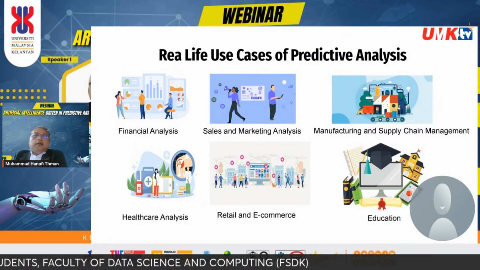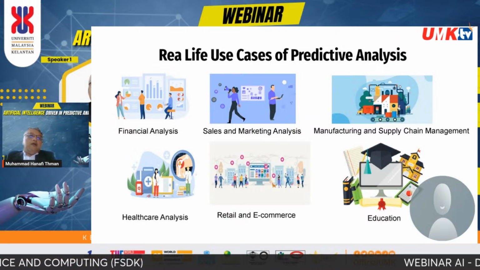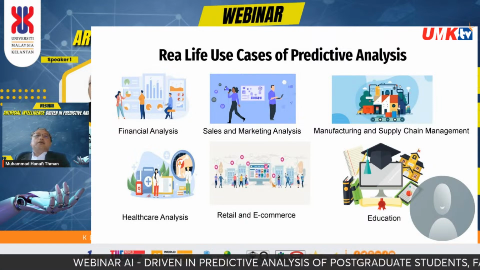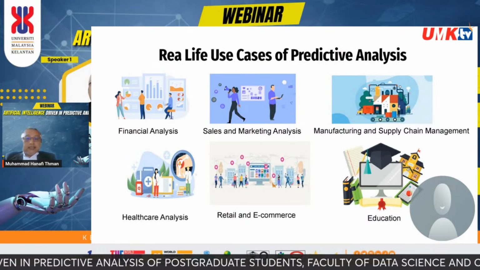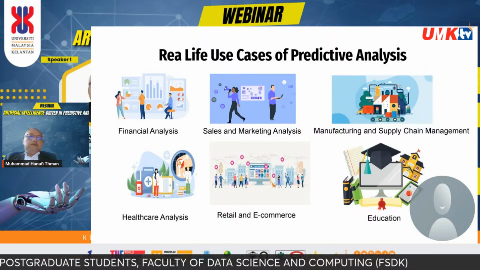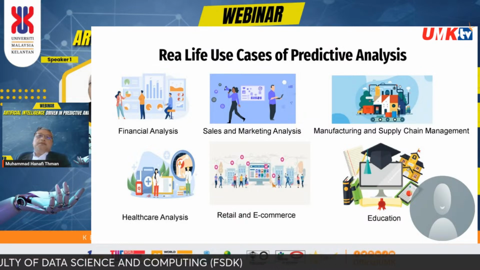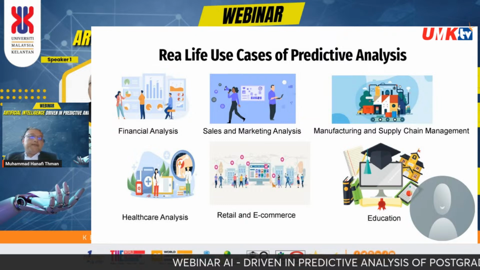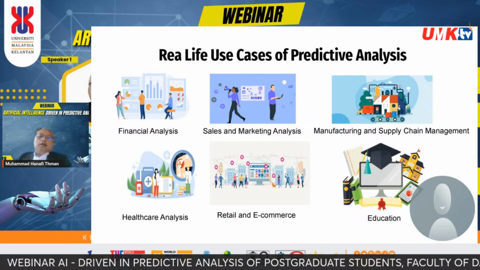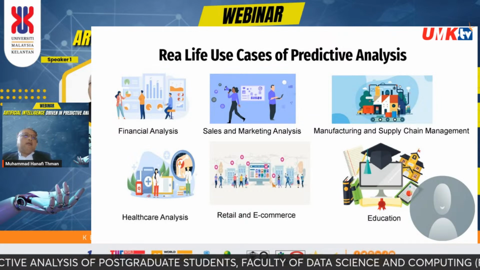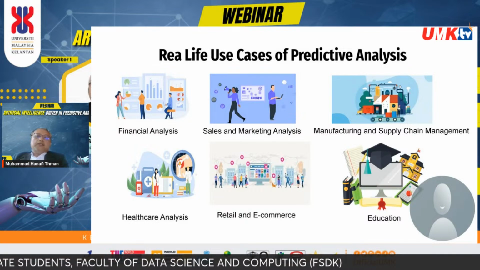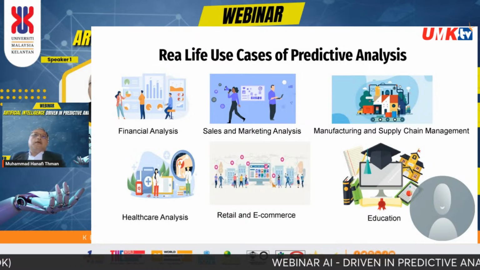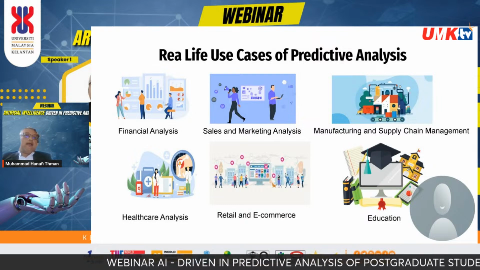Okay. Actually, the real-life use of predictive analysis is used in various sectors such as financial analysis, which involves predicting the financial sector or predicting the stock market. Also, sales and marketing analysis, and also manufacturing and supply chain management. And predictive analysis is also famously used in healthcare analysis.